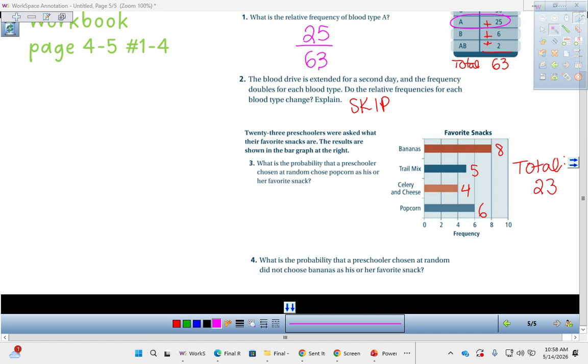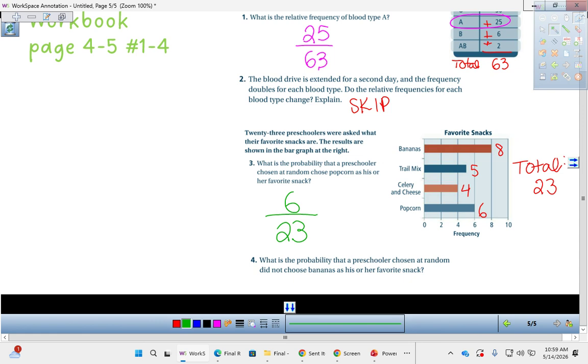Let's look at this one. It says, what's the probability that a randomly chosen preschooler picked popcorn as the favorite snack? So I went over here and I totaled it for you. There were 8 people for bananas, 5, 4, and 6. That's a total of 23 kids. So of those 23 kids, 6 of them picked popcorn, and that doesn't reduce, so that one's just 6 out of 23. Theoretical probability, 1 out of 4, right? But this one's saying use the data, so we're going to say 6 out of 23.